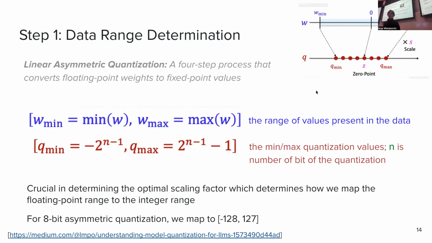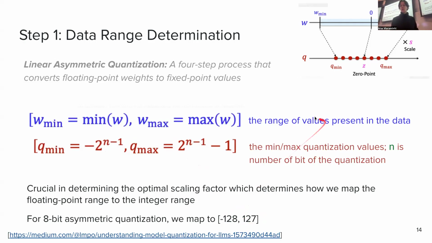And then for determining the interval for your quantized values, so min and max of the discrete set of points you are mapping to, you're going to use this formula when you use this asymmetric linear quantization. So for example, if we were using 8-bit precision, we will have -2^7 to 2^7 minus 1, which would then give us this range that we kept seeing. Okay, so these are the first things we decide.